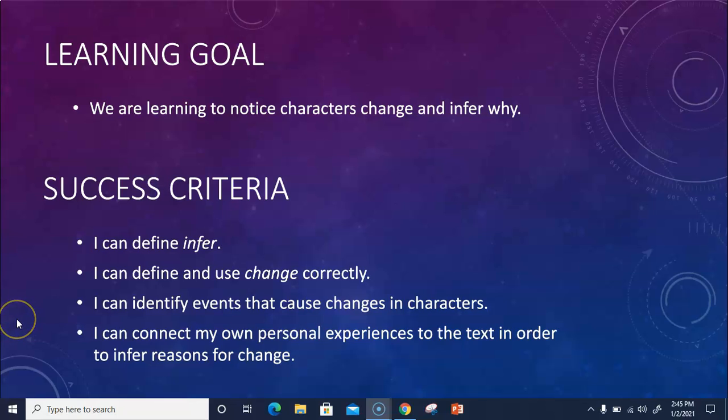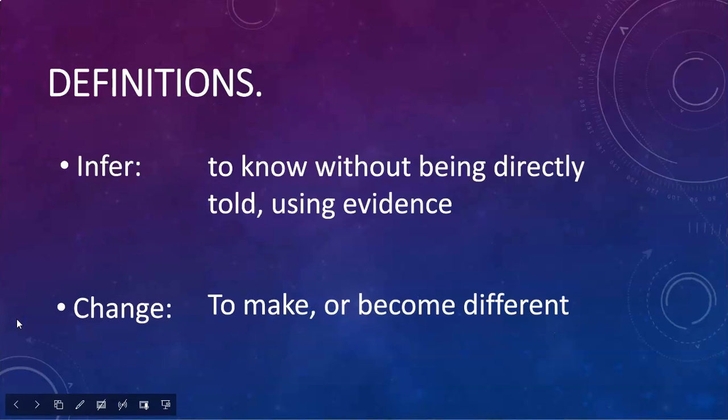As always, let's go over some quick definitions. You guys have been rock stars with learning and using our vocabulary this week. So let's quickly go over our 2 definitions that are important to this week's lessons. They are infer, which you guys have in your brain pieces now. It is to know without being directly told, using evidence. We've been doing that all week. You guys are right on track to keep being successful at that.